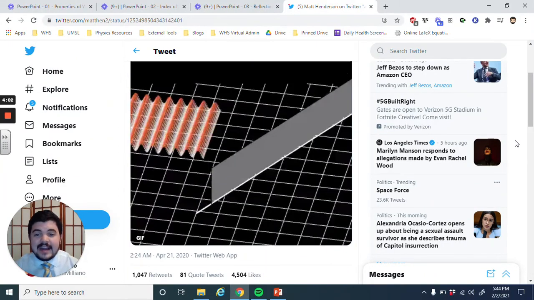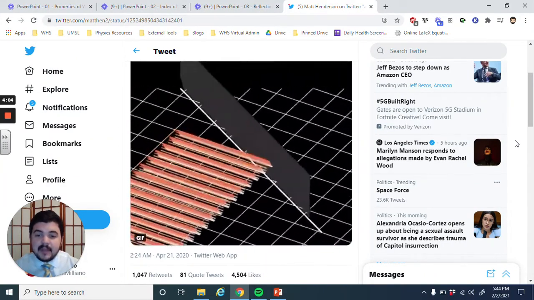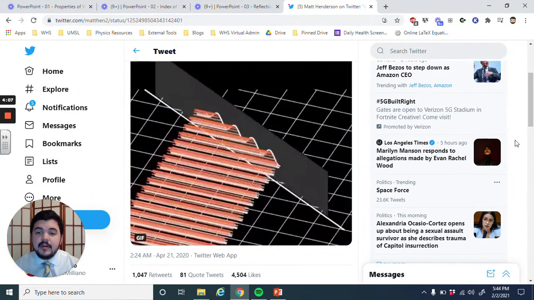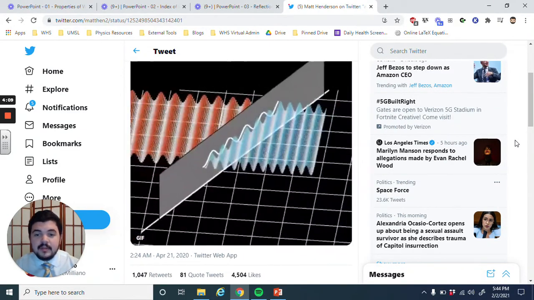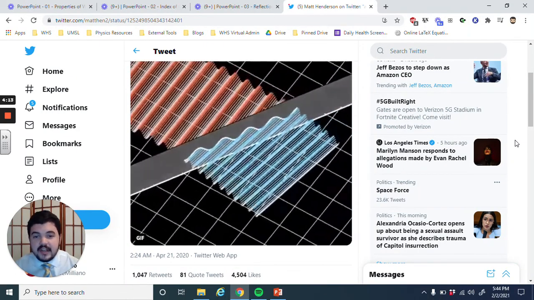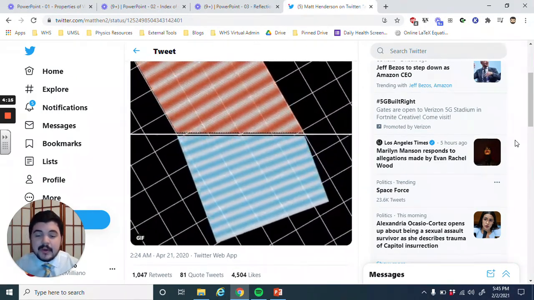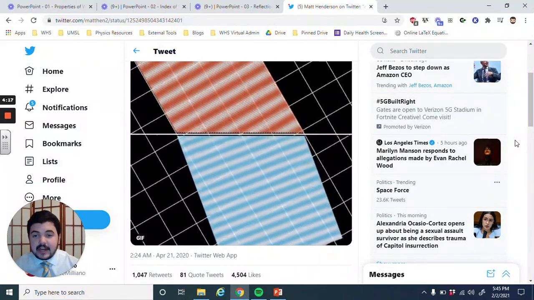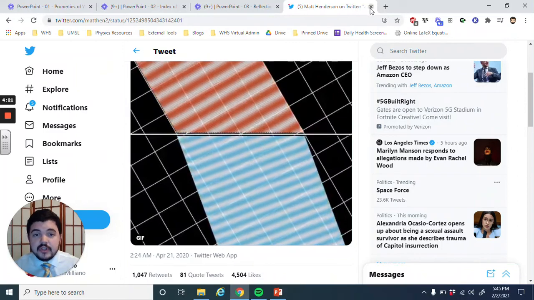Light's coming in at an angle relative to the boundary. In order for the boundary to match up at both ends, we need to rotate the blue wave because its waves are more scrunched together. So this boundary matching gives us refraction. I'll link this in the description of the video too.